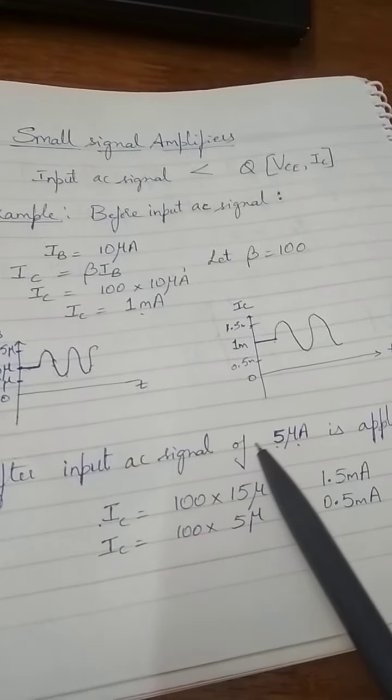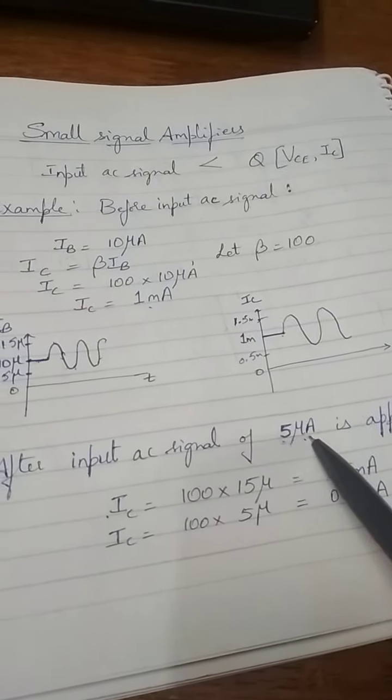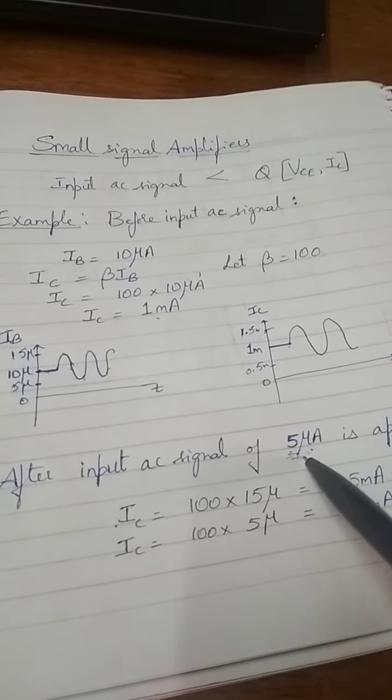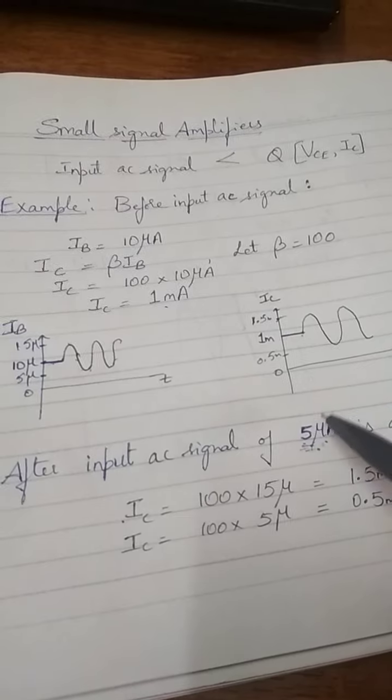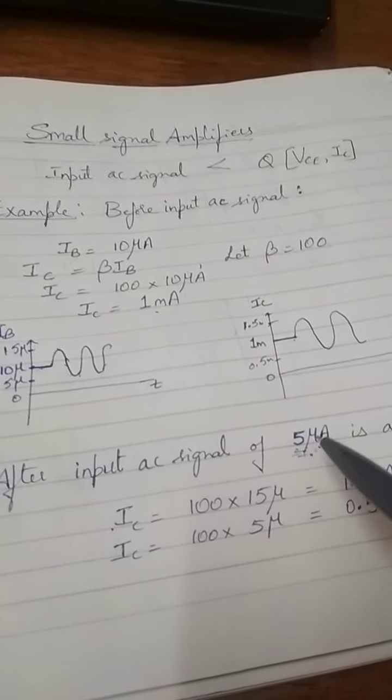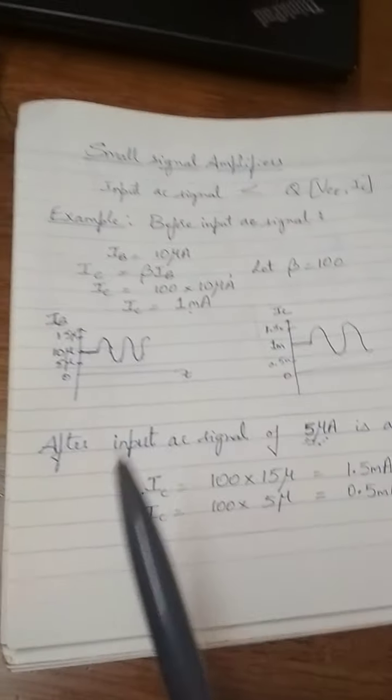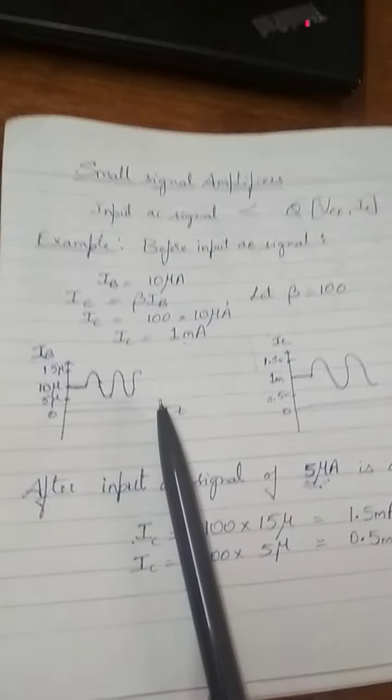But the input AC signal that you have applied, 5 microamperes, is very much less than the IC value. Milli is higher than micro. I'm sure you can get it. Okay. So this is the example of a small signal amplifier.